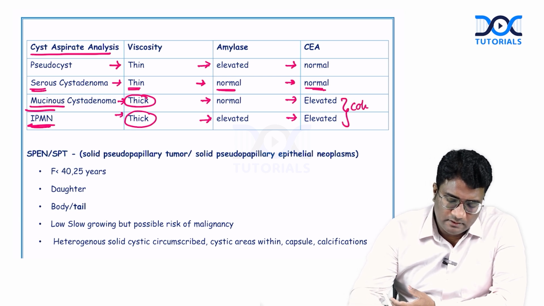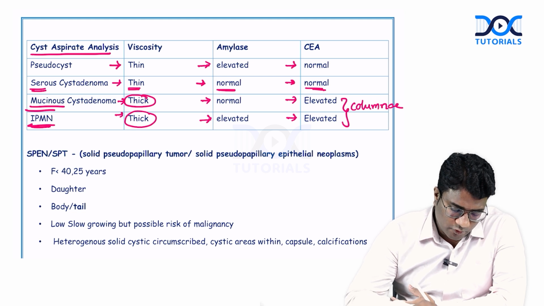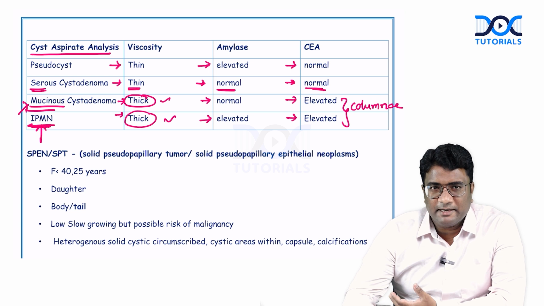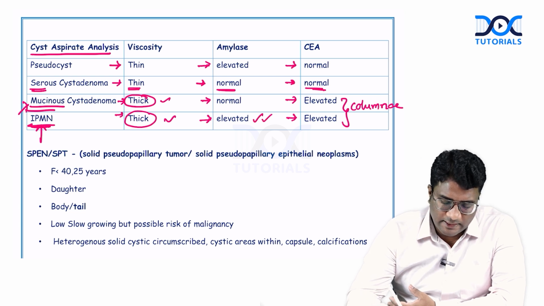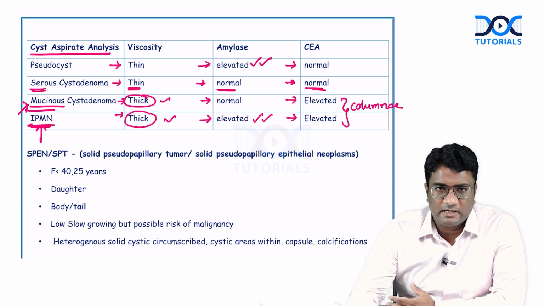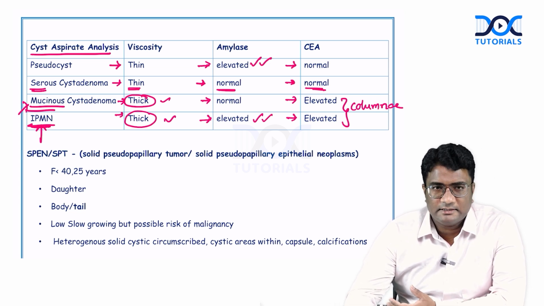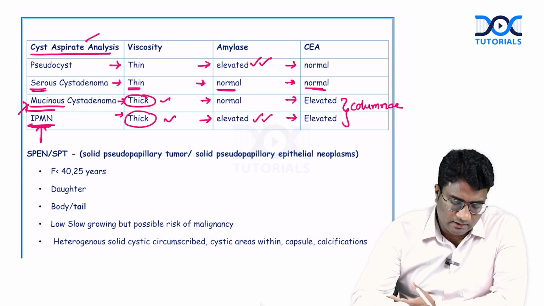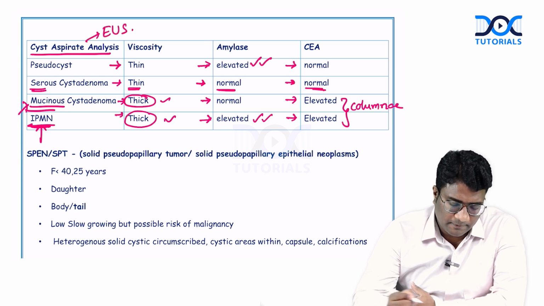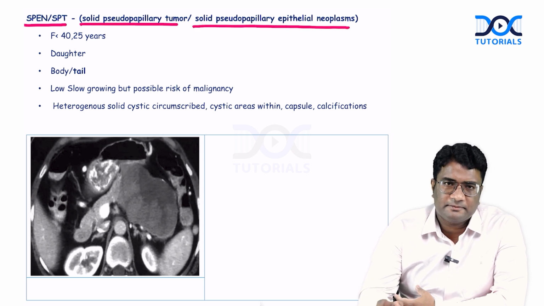Columnar epithelium, the CA levels are elevated. Mucin, both of them have mucin inside, so they will have thick viscosity. Where will the amylase levels be elevated? Amylase levels are elevated in intraductal papillary mucinous neoplasm and also in the one that develops after pancreatitis, that is pseudocyst. So, I hope you can understand based upon the cyst fluid aspirate, which you get by endoscopic ultrasound. Now, the last one is SPN, that is solid pseudopapillary tumor or solid pseudopapillary epithelial neoplasm.